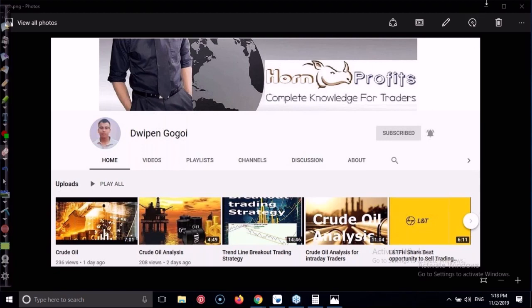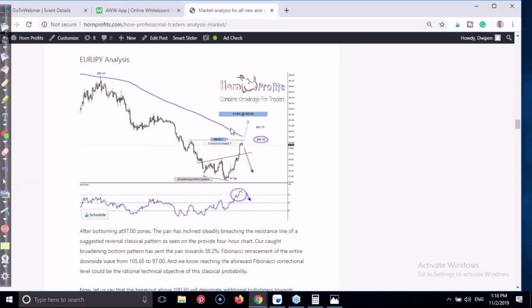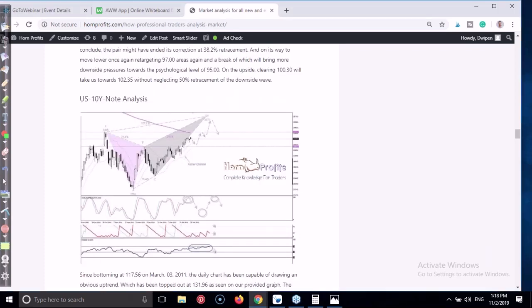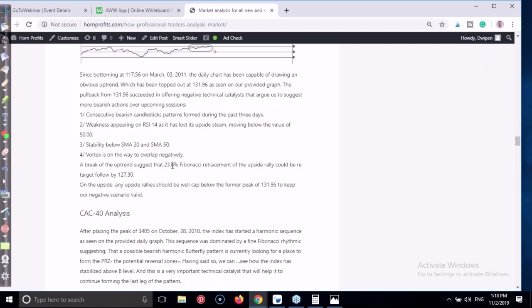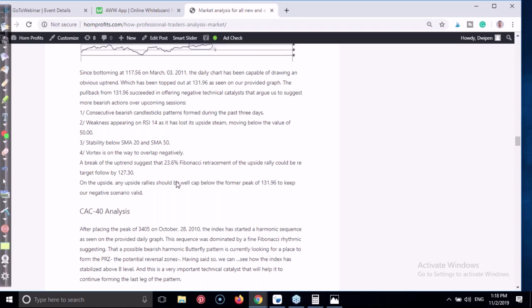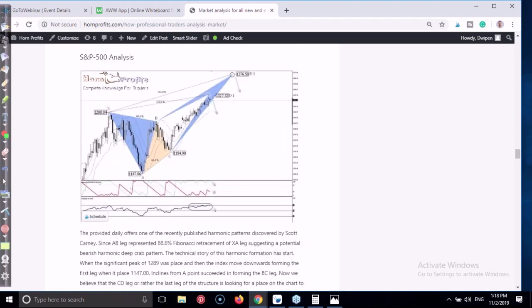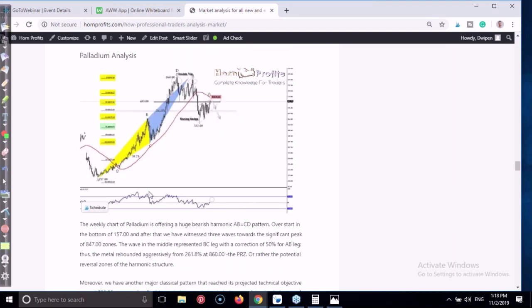And you can visit my page. Users who visit can learn how to analyze. It doesn't matter what I am analyzing, this is like the US 10 years bond. Users visit my website horncoffee.com and read how I am analyzing. This is a CAC 40 analysis, how we are analyzing. You just go and read again and again, and you improve your analysis quality, and how we are analyzing this market.